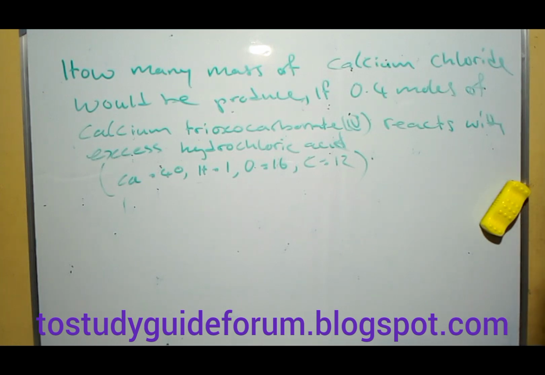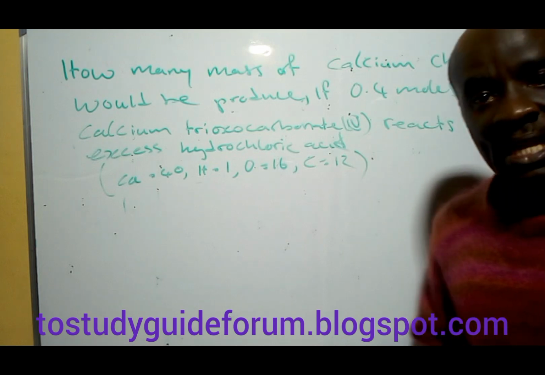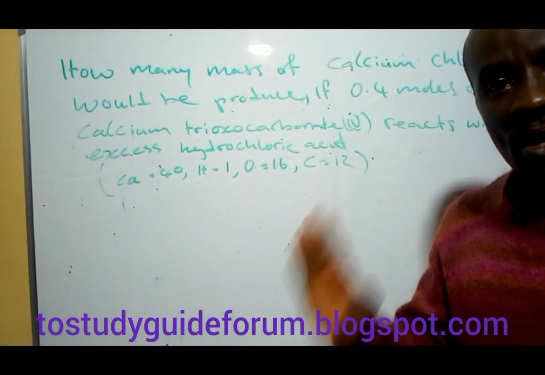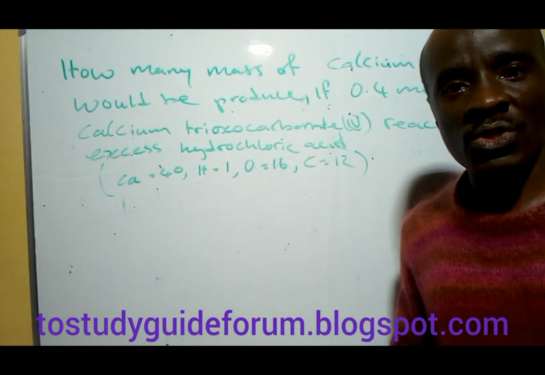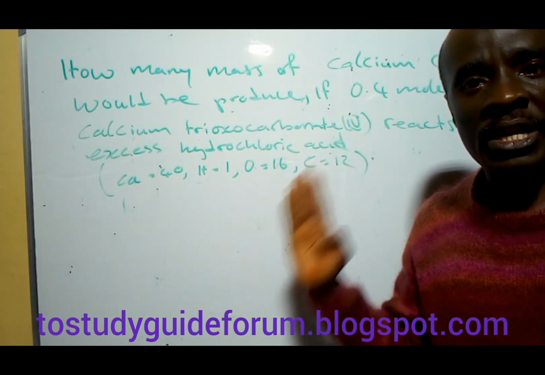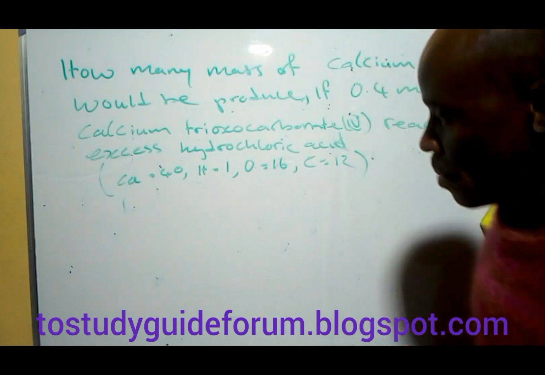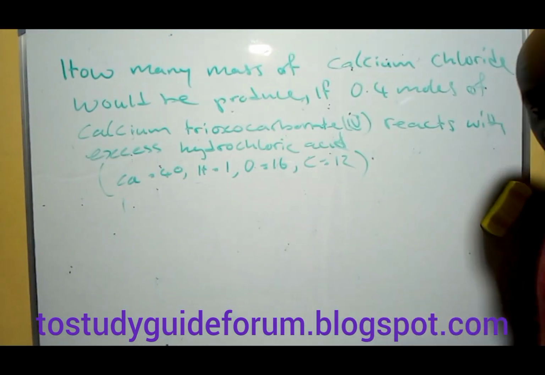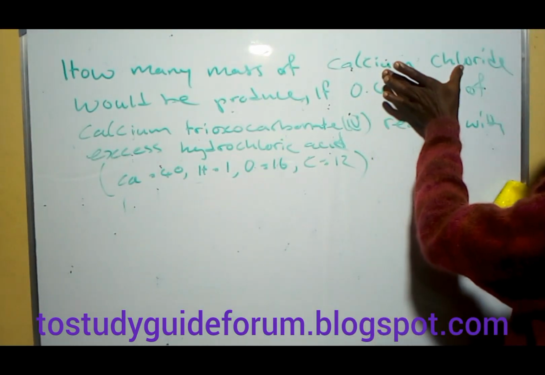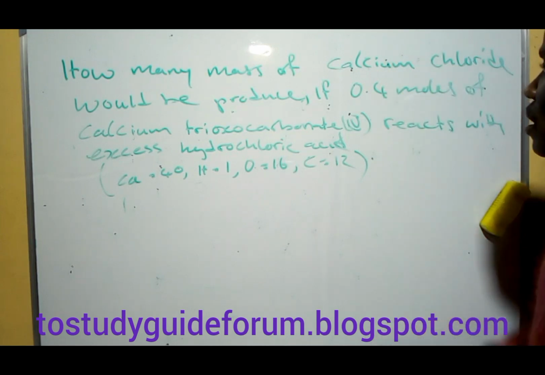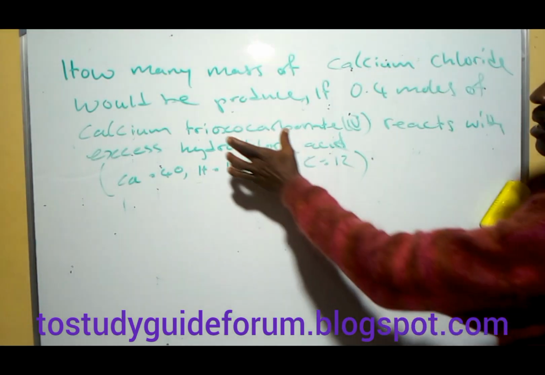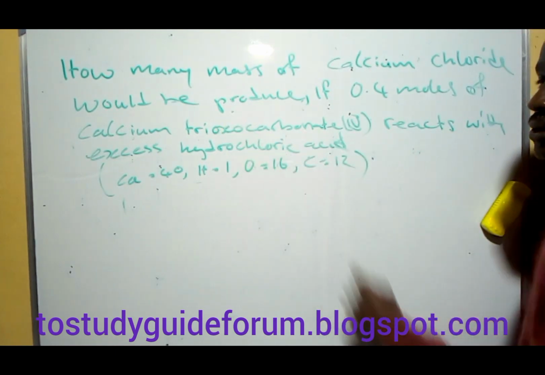Now, to do this, the first thing you will do is get a balanced chemical equation, because from a balanced chemical equation, you will be able to know the stoichiometric relationship that exists between the reactant and the product. This is what you are expected to produce. This is the product now, and this is the reactants. The two of them are the reactants.